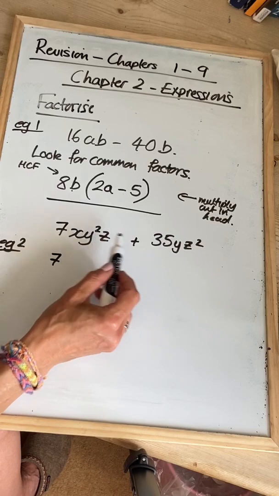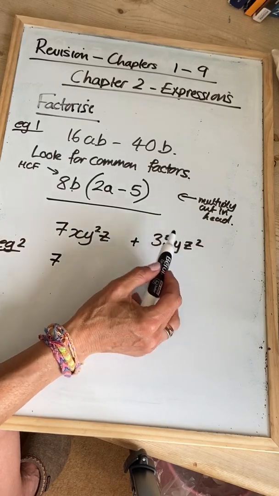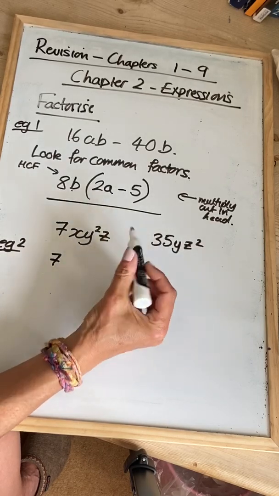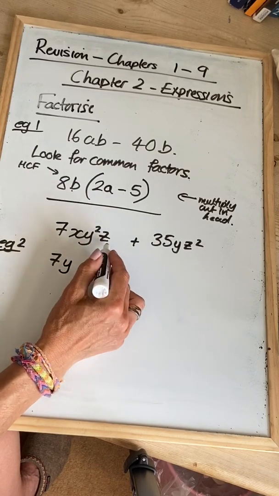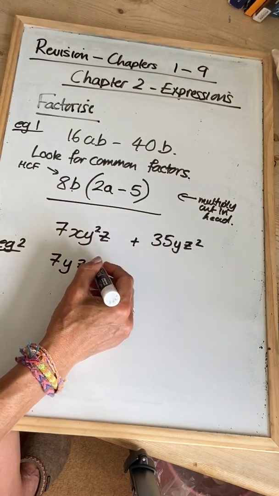Then look at the letters. There isn't an x in both of them. There is a y in both of them, so we'll put a y in. And there is a z in both of them, so we'll put a z in.